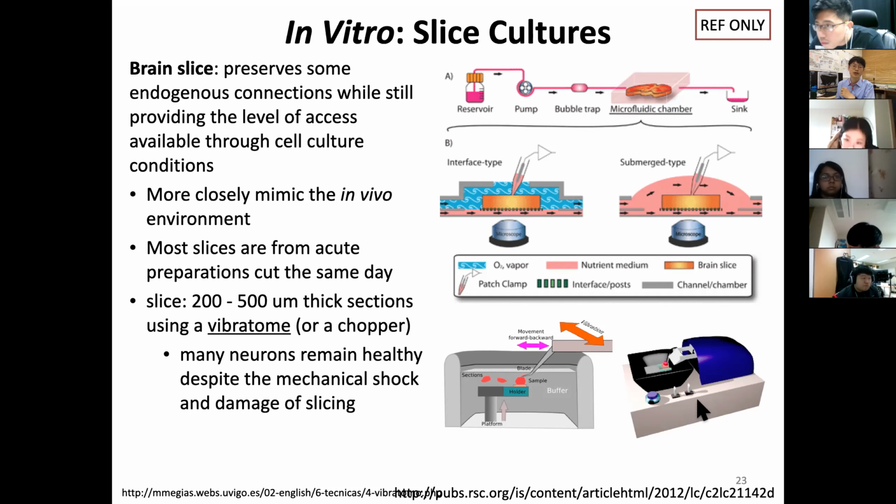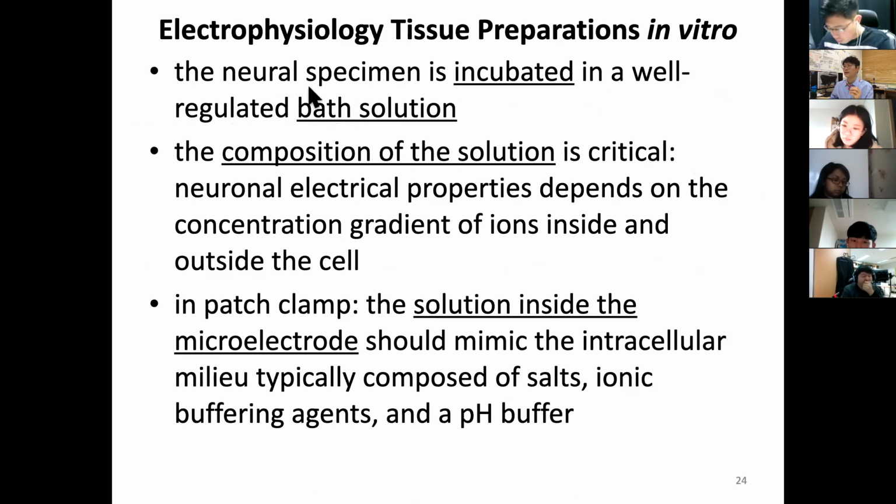This is expensive equipment, actually $17,000. It's pretty expensive. Still, many neurons remain healthy despite the mechanical shock and damage of slicing. So that's how we use it for slice study.